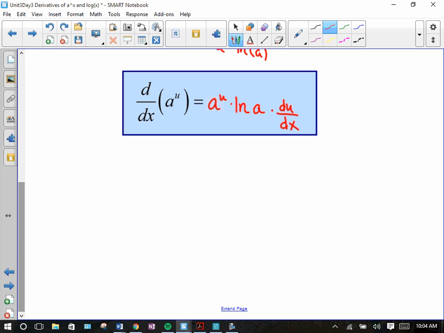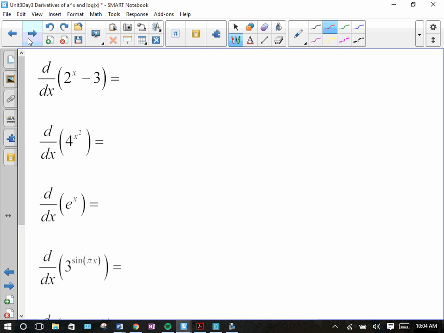Alright. So, let's look at some examples. The derivative of 2 to the x minus 3. We have two terms. We're going to take the derivative of each term. 2 to the x power is equal to what? The derivative of that is going to be 2 to the x times natural log of 2. Minus, what's the derivative of 3? 0. Okay, so there's our derivative. I don't have to multiply by the derivative of u because the derivative of the exponent x is 1.